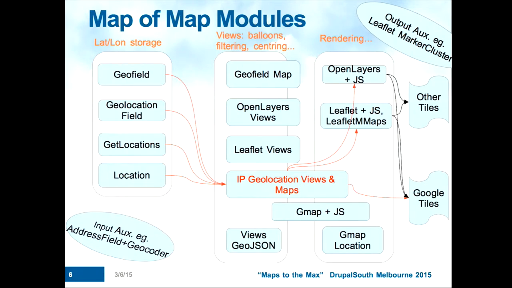It may be a very good solution if you are asked to create maps for a site that is already locked in to one of the modules on the left, say, for storage, then you know you can accommodate that. You don't have to tell your client, you have to redo all your coordinate storage with this other module because I want to do maps this way, and that map module requires you change the latitude and longitude storage.